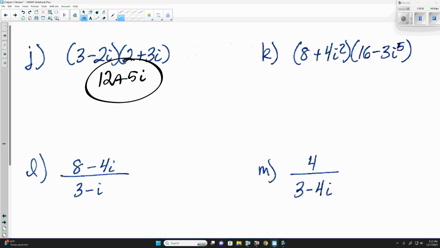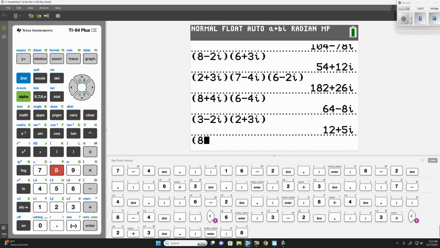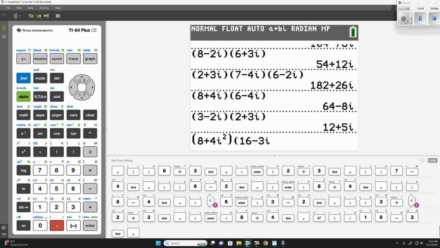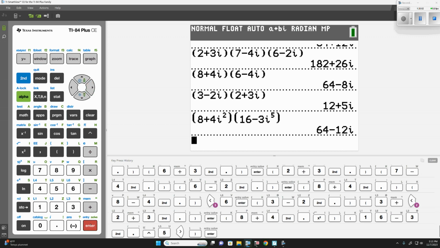That's it. Last one with multiplication. Again, just type it in. 8 plus, parentheses, 8 plus 4i squared, close parentheses, open parentheses, 16 minus 3i to the 5th. Gets us 64 minus 12i.